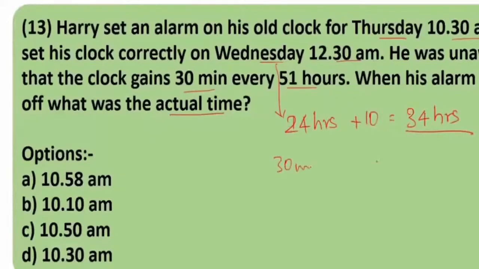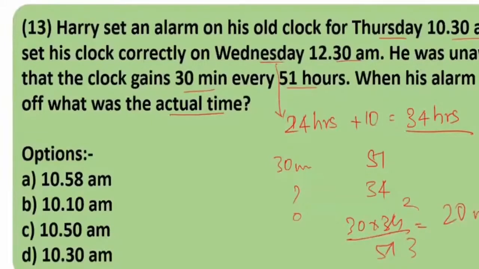Now 30 minutes are gained in 51 hours. So how many minutes are gained in 34 hours? Simply cross multiply. What will you get? You will get 30 times 34 over 51, which comes to 20. 20 minutes would be gained. 20 minutes are gained. That means the actual time must be less. So whenever the alarm goes off at 10:30 am, 20 minutes have been gained. So real time is less. 10:30 minus 20 minutes is 10:10 am.